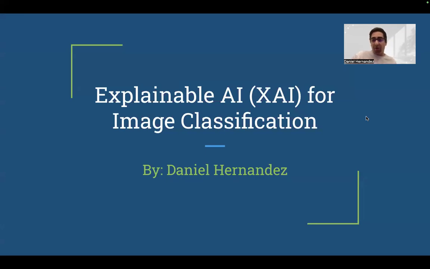When you upload a photo to Facebook, it instantly recognizes faces and objects. But how does it know? And more importantly, how can we trust that it's correct? Traditional image classifiers like convolutional neural networks are incredibly accurate, but they operate as black boxes. We can't easily tell why they make a decision.